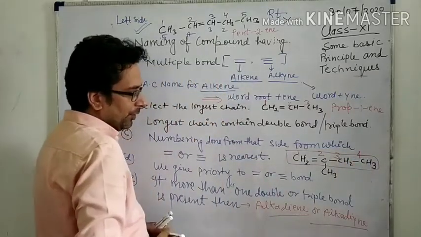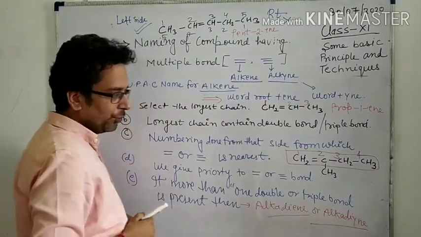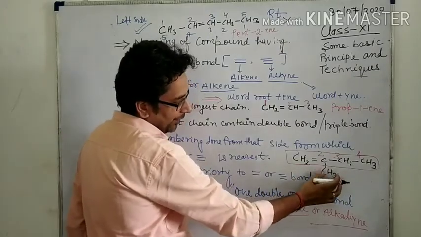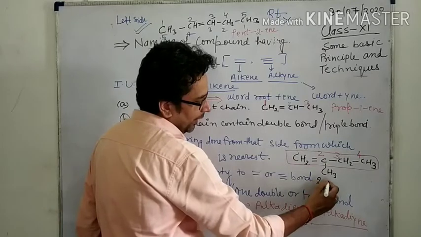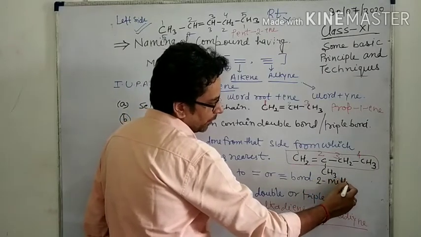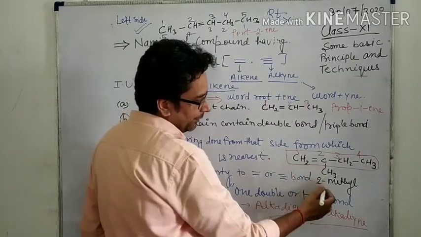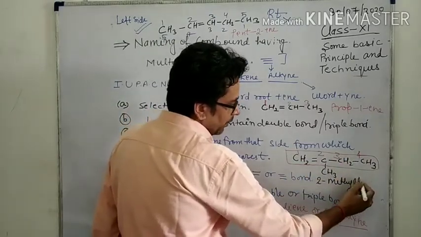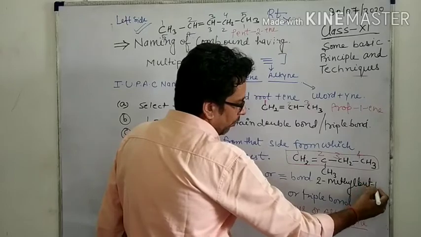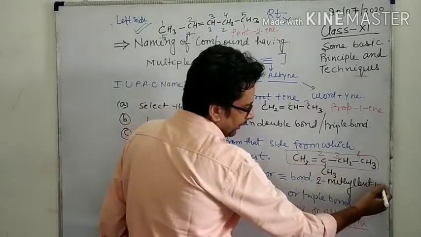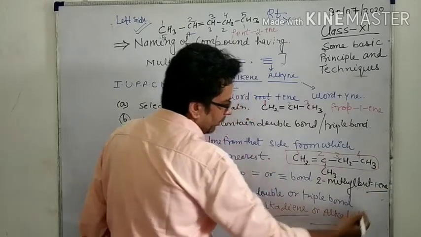So what is the name of this compound? First we use the prefix, and the position of the prefix is second. So 2-methyl, okay, 2-methyl but-1-ene, because the double bond starts from carbon 1. Okay.